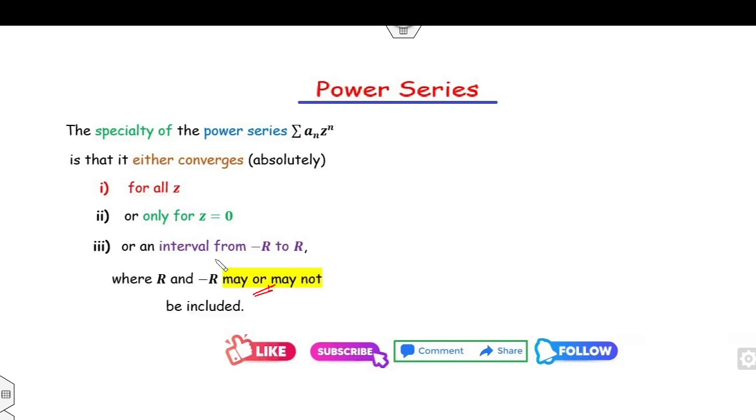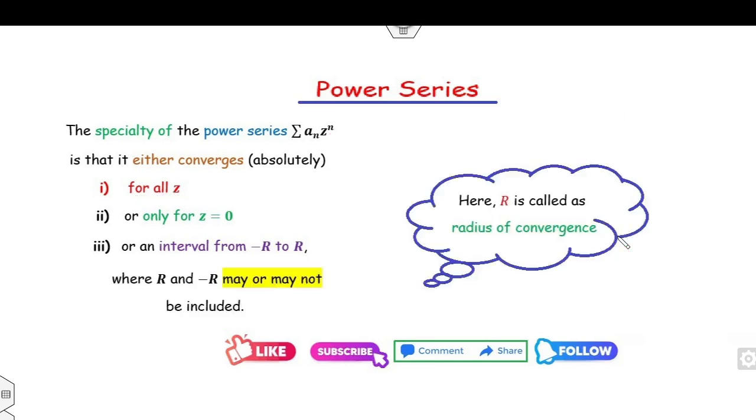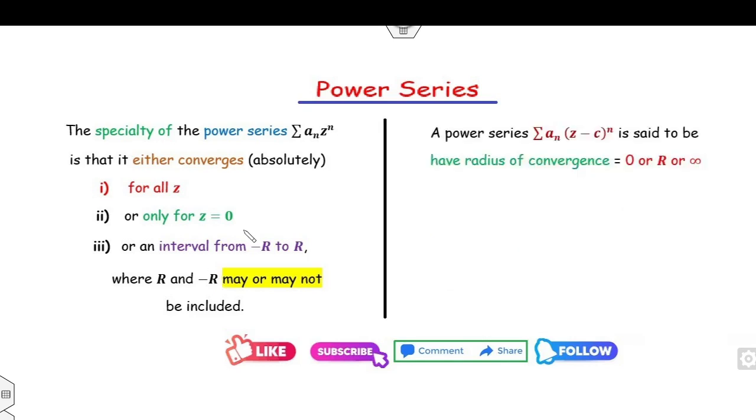Now, the second thing that comes to our mind is, what is the meaning of this r? Because this gives you the upper and lower bound. This r is called the radius of convergence. In other words, how can we describe the radius of convergence? The power series is convergent either for all the values of z, or only at z equal to c, where the center is c, or for some finite interval.